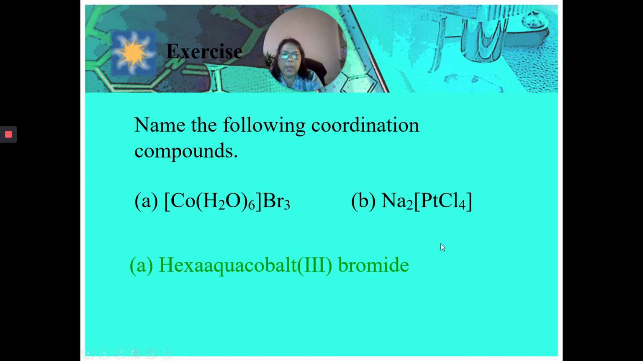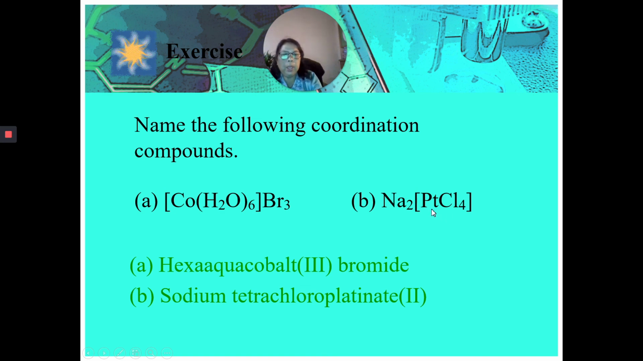And then next, okay, there's no problem with sodium. All of you know what is sodium. Okay, you have here platinate and you have here chloride. So there are 4 chlorides. So di, mono, di, tri, tetra, penta. So 4 is tetra. So tetrachloro. This is tetrachloro. Chlorine is letter C.